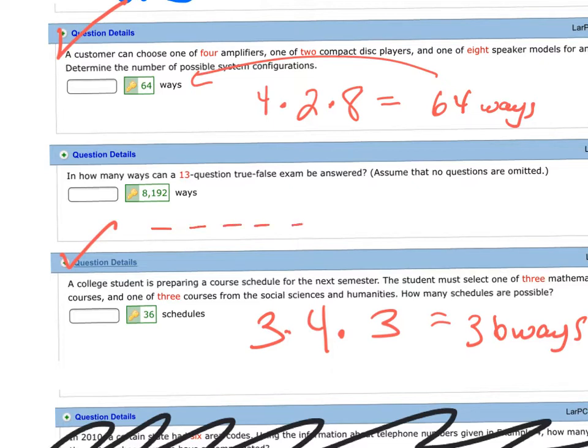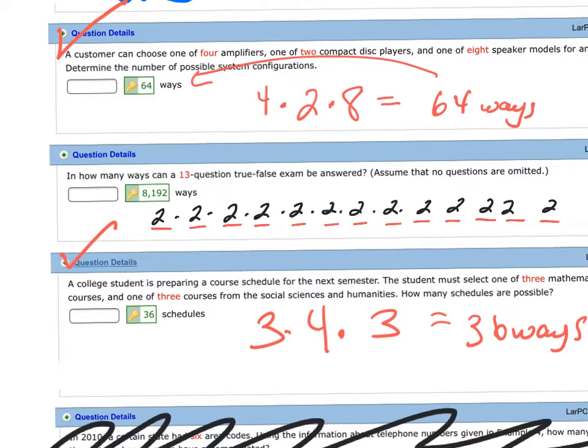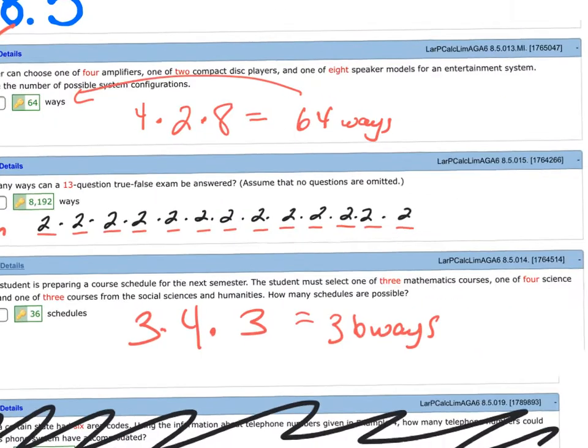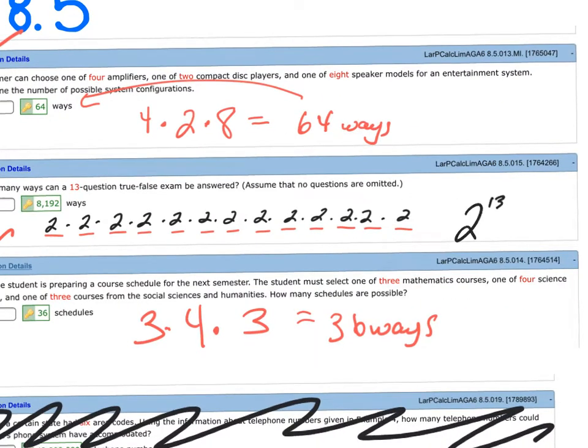1, 2, 3, 4, 5, 6, 7, 8, 9, 10, 11, 12, 13. For each question, if you're sitting there taking a test, how many possible answers do you have if it's true or false? You have 2. So for the first question, I have 2 possibilities. For the second question, 2 possibilities. For the third, all the way down, correct? You guys with me? So what do I do to all these numbers? We're going to multiply. This is the same as saying 2 to the 13th power.